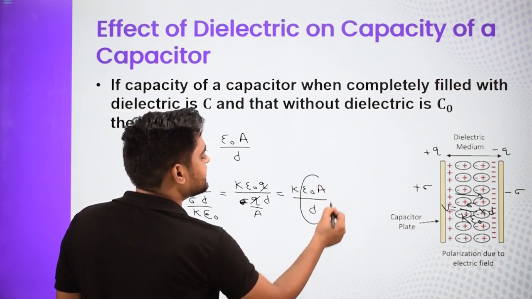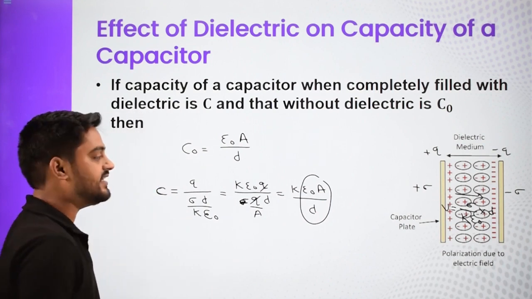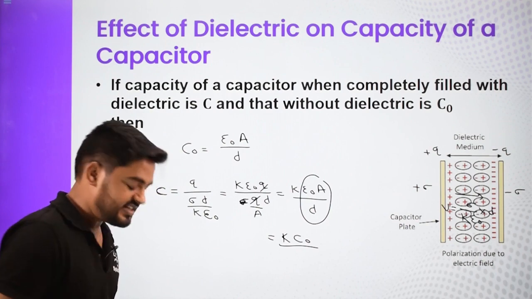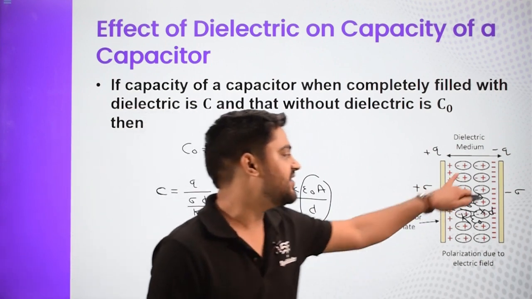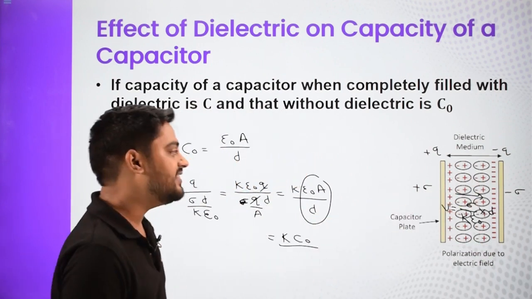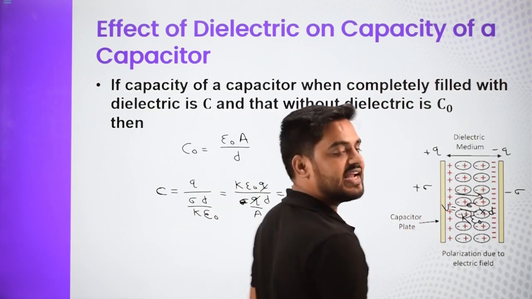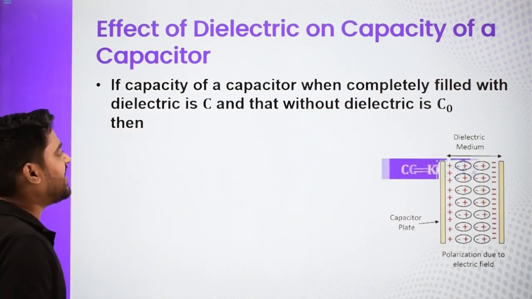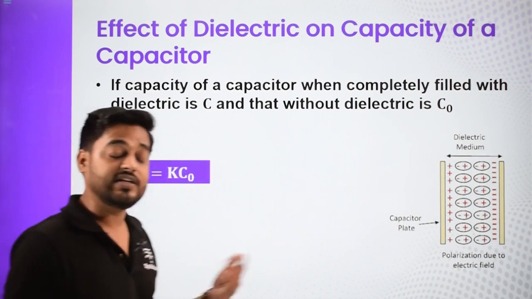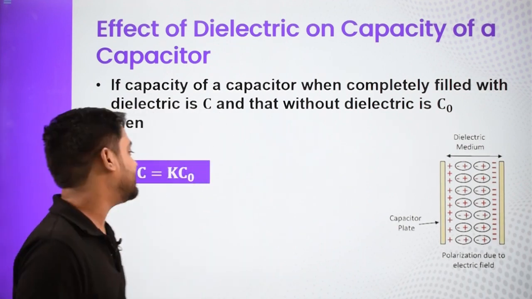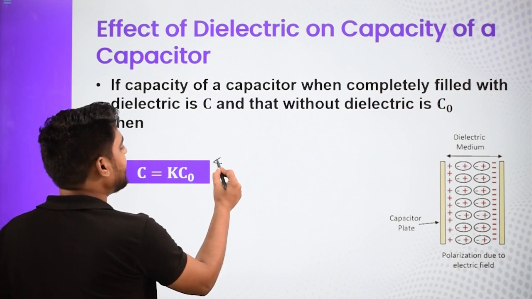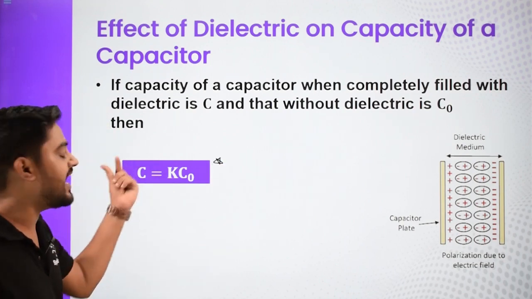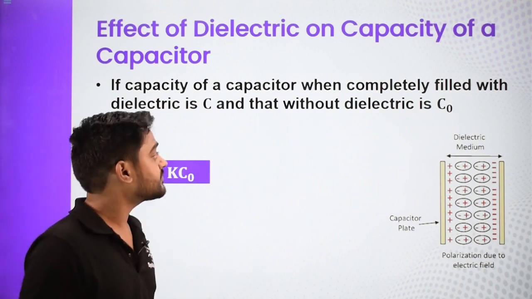This was the original capacitance, and eventually we can write it as K times C naught. So if we insert a dielectric having dielectric constant K, the dipoles get rearranged. There will be an induced electric field, due to which the electric field is reduced by a factor of K, so the capacitance will increase by a factor of K. Once we insert the dielectric of constant K, the new capacitance is K times the older capacitance.